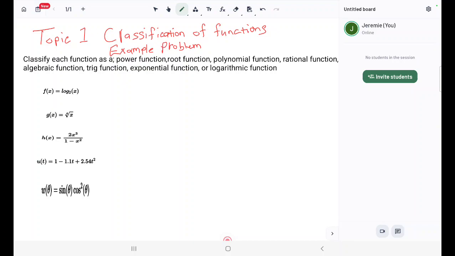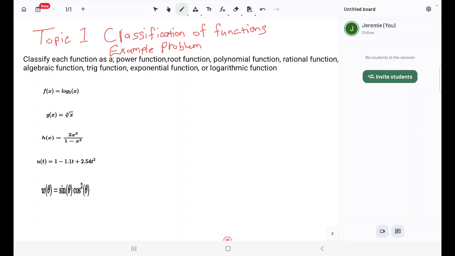So this is a beginning class for Calculus 1, and we're going to start with the first topic, which would be a classification of functions example. We're just going to be doing daily math problems for Calculus 1, one each day. So topic 1 is going to be classification of functions. This is an example problem.